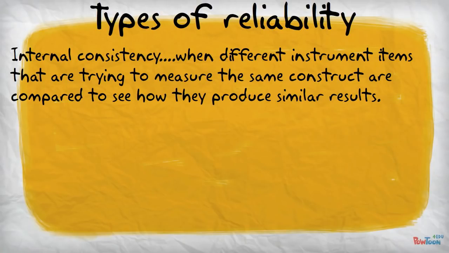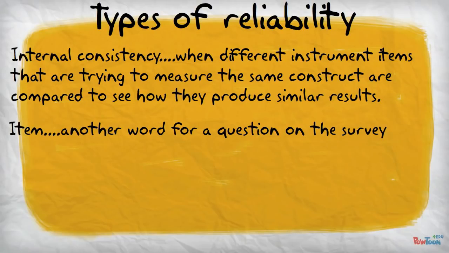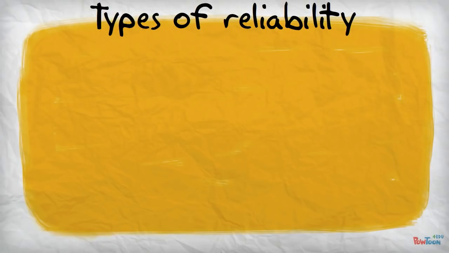This is when different instrument items, an item is another word for a question on the survey, that are trying to measure the same construct are compared to see how they produce similar results. There are two types of internal consistency reliability.